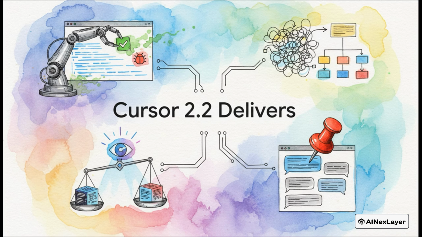So, what's the big picture here? What does this all mean? Cursor 2.2 is really pushing what we thought an AI coding assistant could do. It's automating the boring stuff like debugging, it's giving us strategic insights when we're planning. This update is all about making AI a much more active, much more intelligent partner in everything we do.